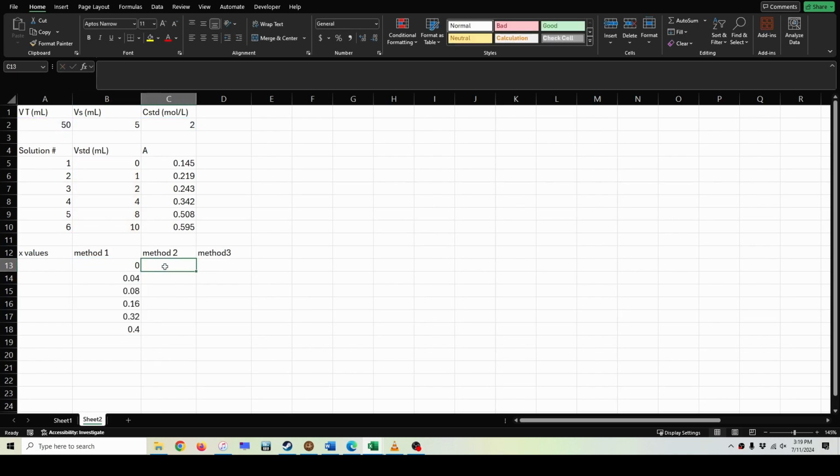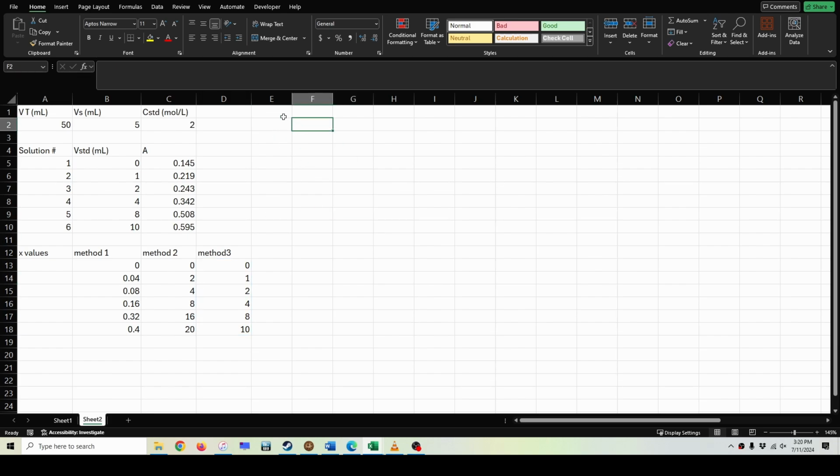Method 2 was the concentration of the standard times the volume of the standard, which you notice is just the moles of solute from the standard that's now inside of that entire solution. I should try to reserve the word sample to refer to the unknown solution. Method 3 then is just the volume of the standard solution.